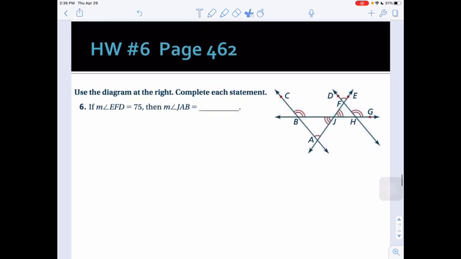And now I would like you to try homework number 6 on page 462. Use the diagram at the right. Complete each statement. Number 6 says, if the measure of angle EFD equals 75, then the measure of angle JAB equals.